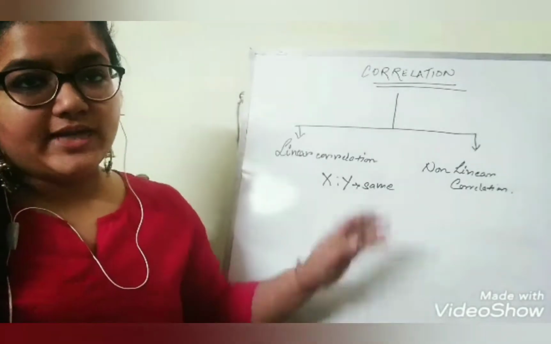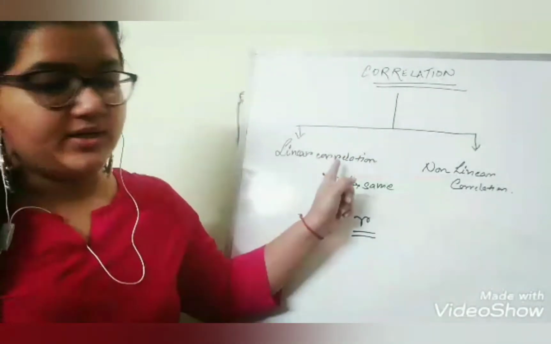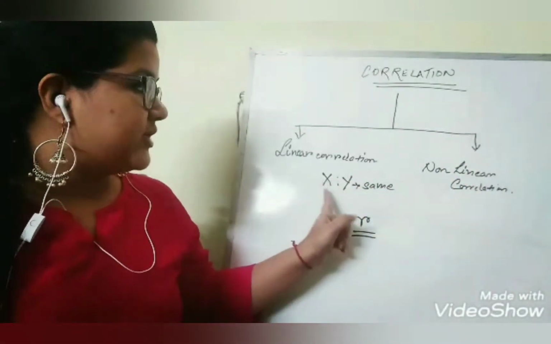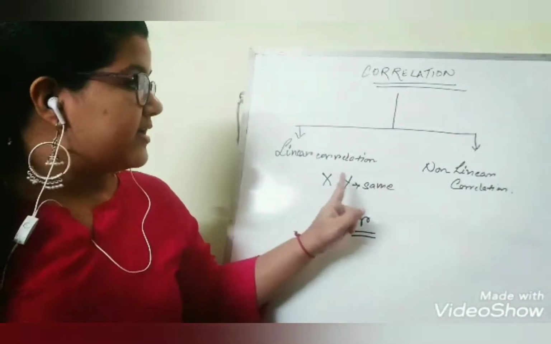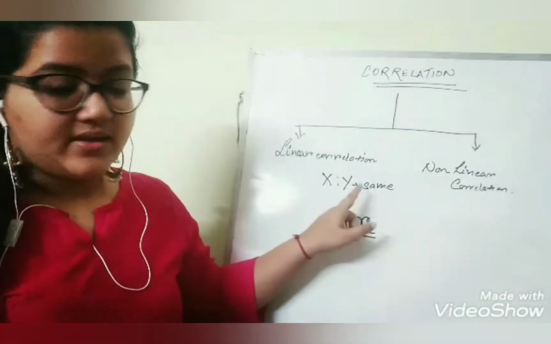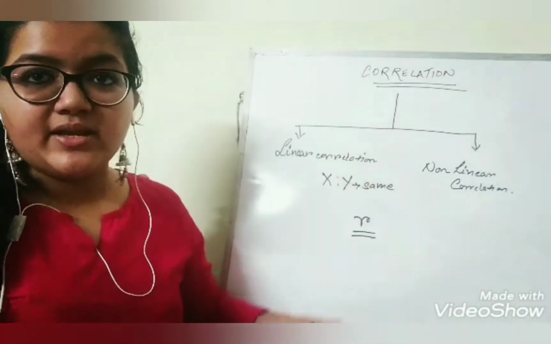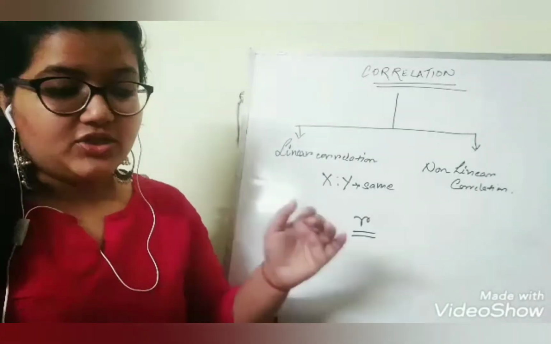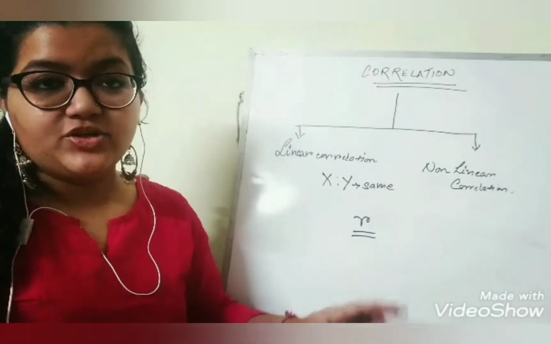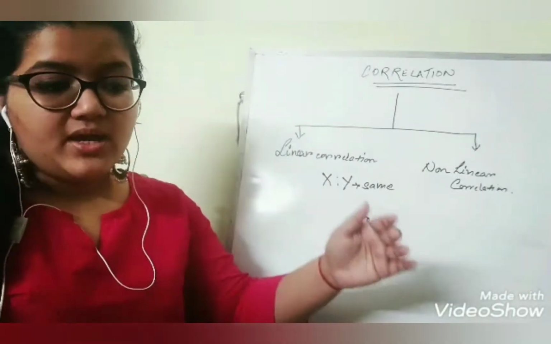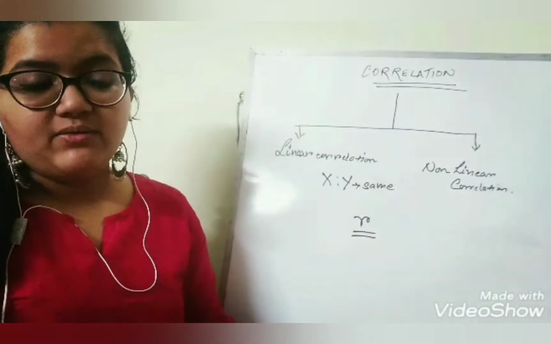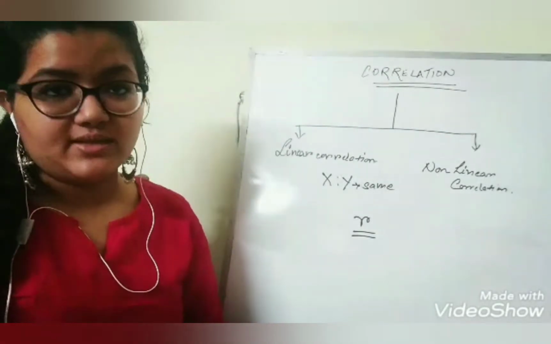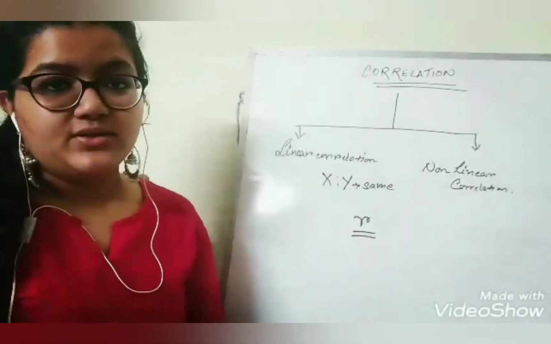So now there are two types of correlation. One is linear correlation, one is non-linear correlation. Linear correlation is when change in variable x and change in variable y is at a similar ratio. The change in x and y is constant. The ratio between them is, suppose, 1:1. So x is increasing by 1, y is also increasing by 1. The ratio remains the same all over the change. So that is a linear correlation.